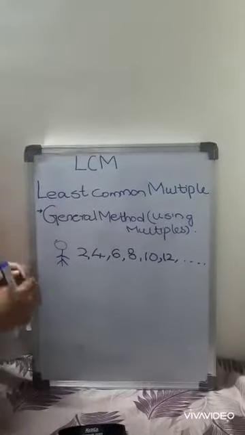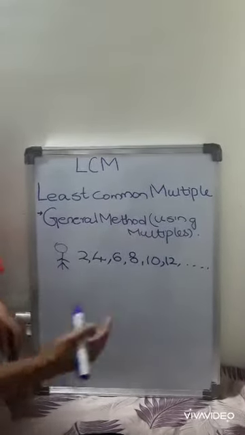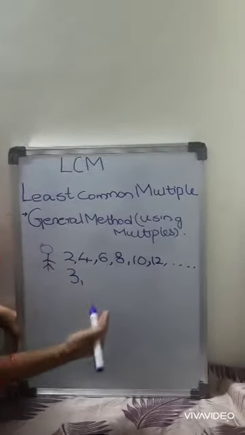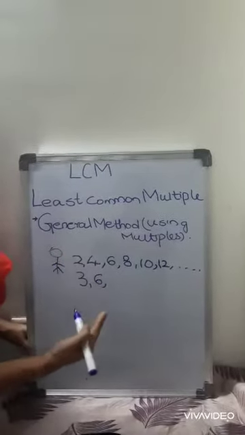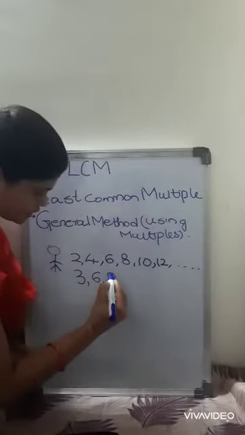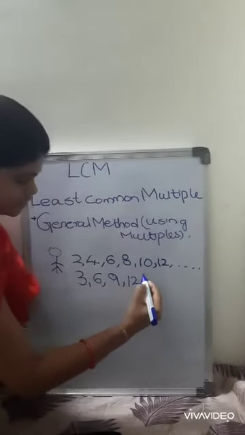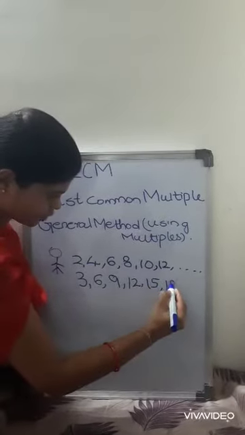If the same girl goes to dance class once in 3 days, means if today's date is 3rd, then her next dance class will be scheduled on 6th. Her next dance class will be scheduled on 9th. Her next dance class will be scheduled on 12th. Her next dance class will be scheduled on 15th. So on, 18th. So on.